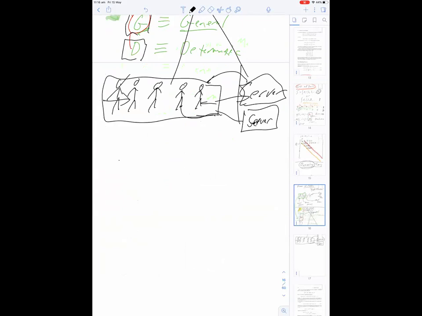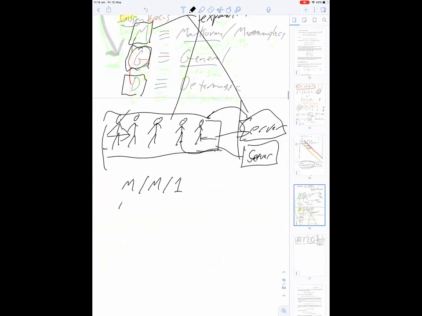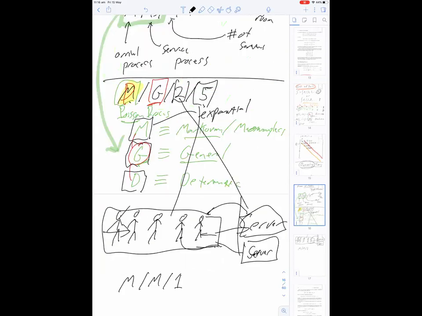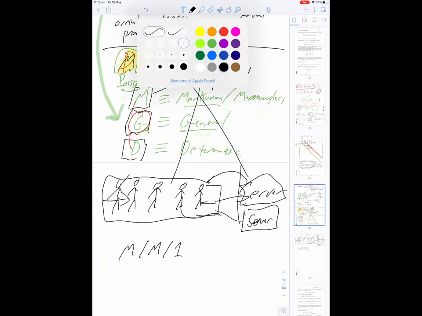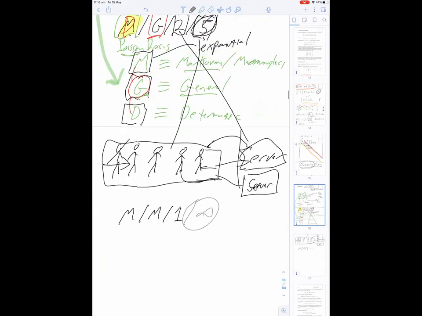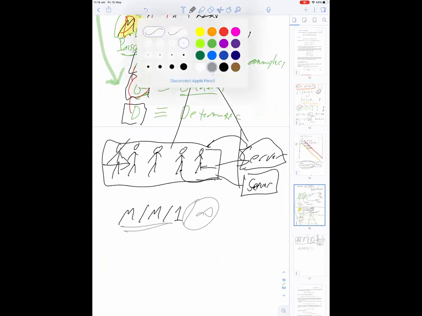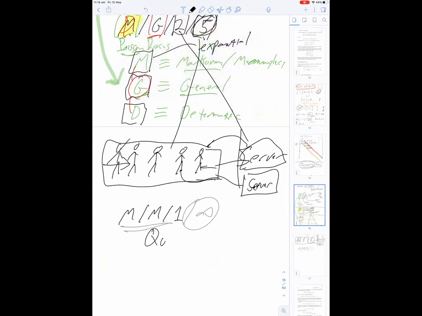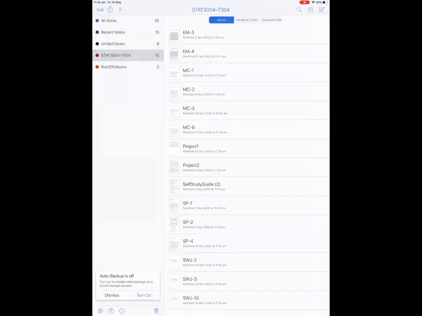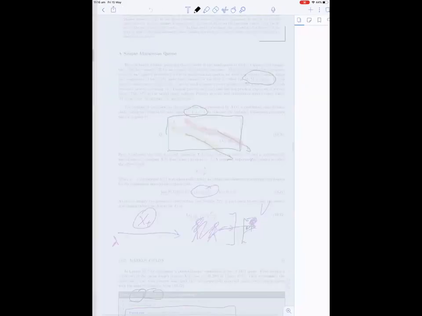So the first one is what we call an M/M/1. If we don't put anything here on this thing, then that's by default, I'll write it in gray, it's by default infinity, but you don't write this infinity. So the M/M/1 queue. Now you're learning about the M/M/1 queue. I love the M/M/1 queue. Everybody loves the M/M/1 queue. There's just so many things written about it. It's a relatively simple process, but there's still a whole lot of things that can be done.